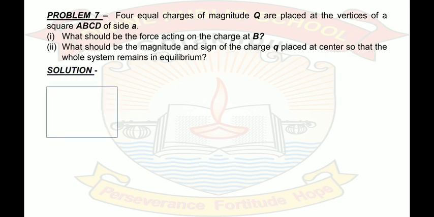Solution. Let us make this square. Let this be A, B, C, D. Let the side length be a. All the sides are a because it is a square. Now at A it is q, at B it is q, at C it is q, at D it is q. These are all given. Now the first question asked is, what is the net force acting at B?